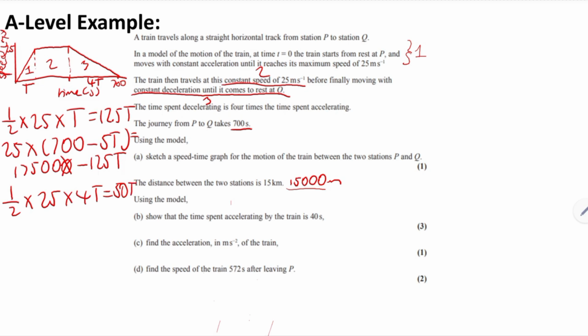So if we add all of those together, it all should add up to 15,000 meters. So 17,500 minus 125t plus 50t plus 12.5t, and that will all equal 15,000.